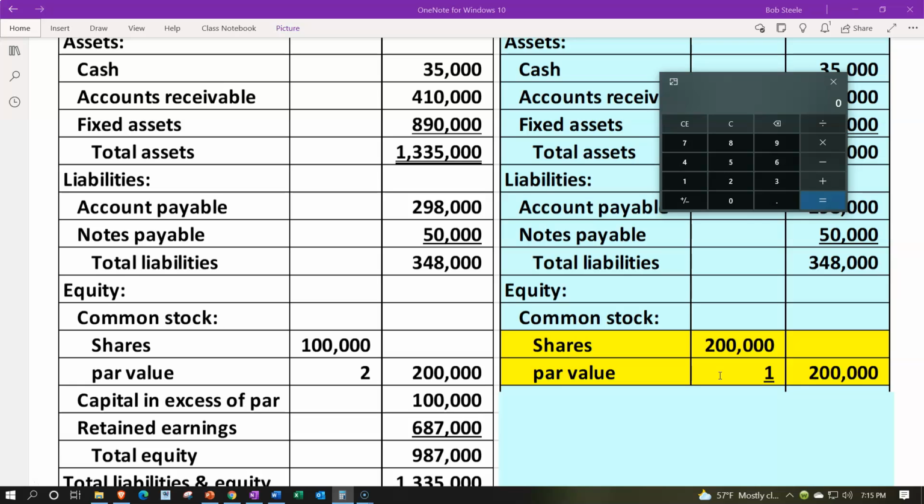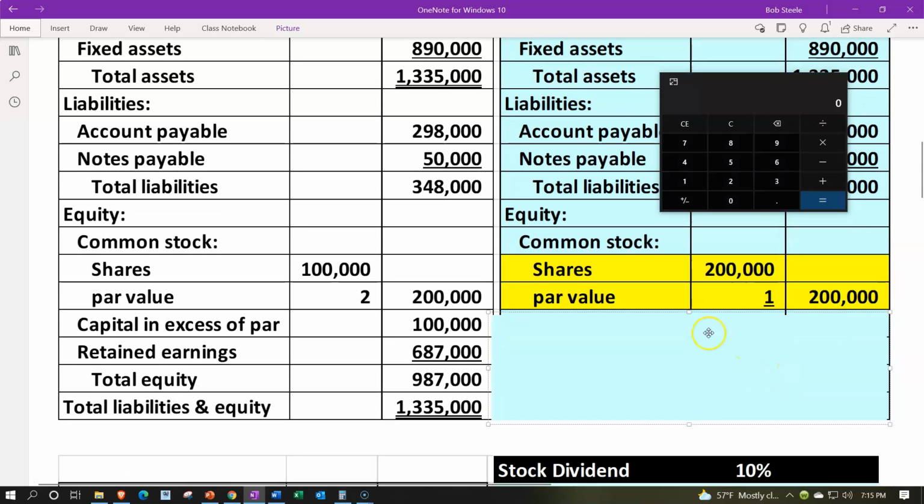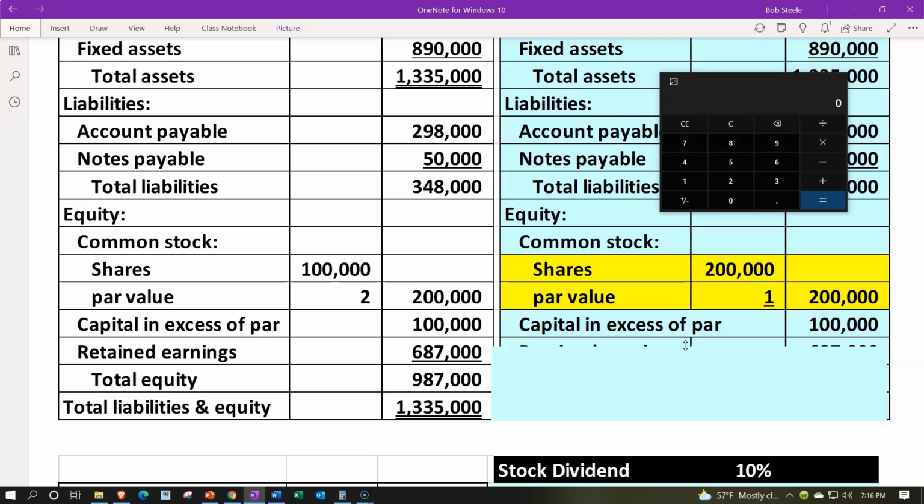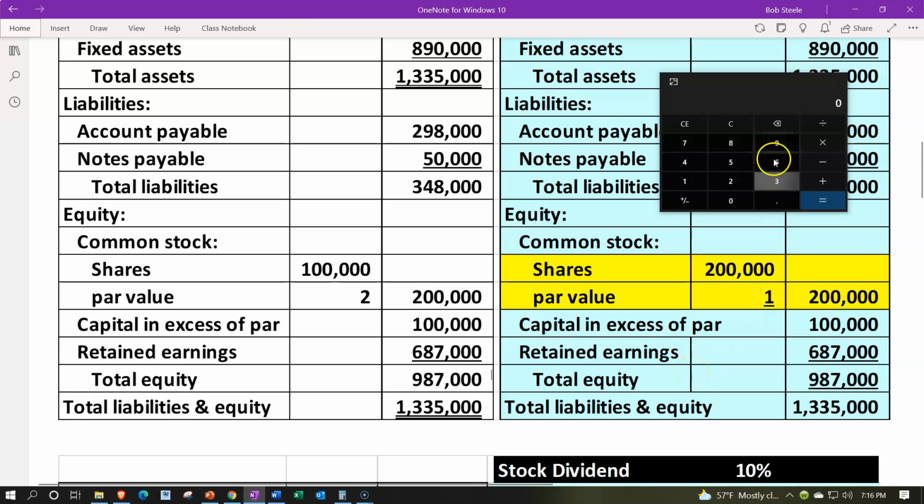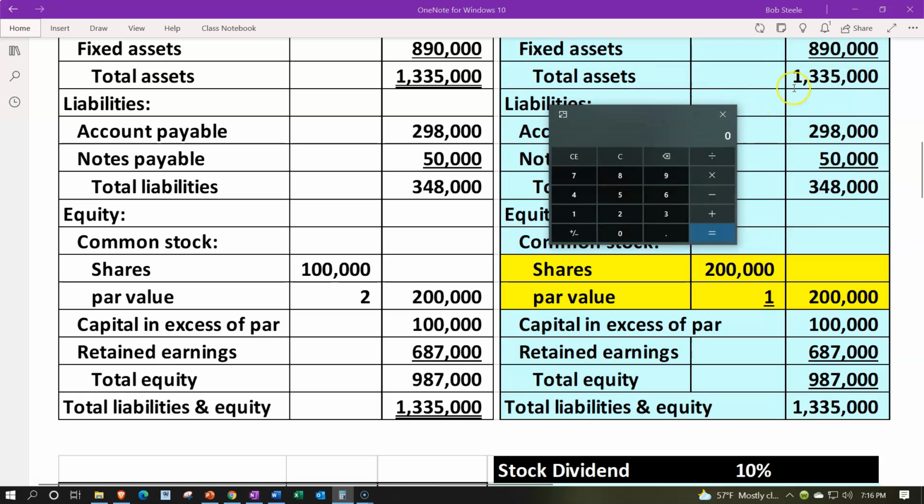So now we have the number of shares outstanding at 200,000 instead of 100,000. The par value has gone down to 1, however, resulting in the total common stock not changing at the 200,000. And so that's how we end up in the same place. Everything else remains the same. No change to the capital in excess of par. No change to the retained earnings in that case. And of course, we're still in balance, having not changed the assets or the liabilities. Total equity remains the same.